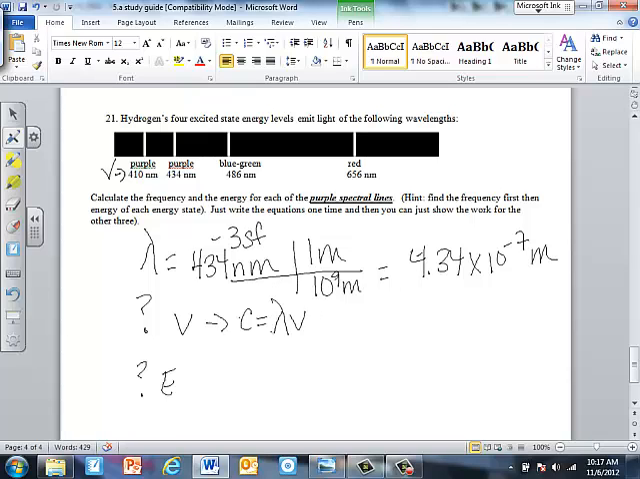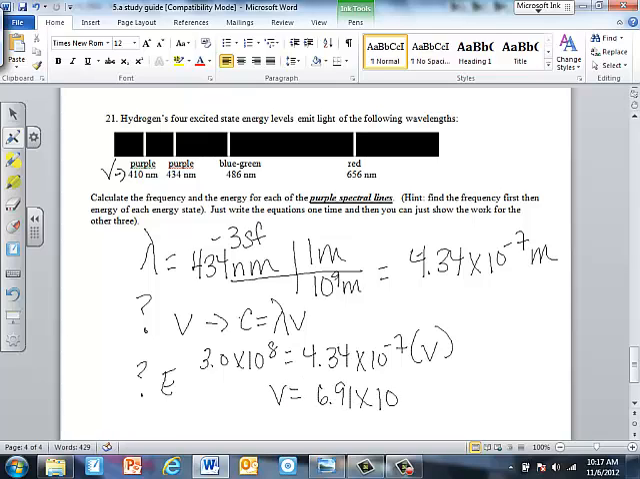This becomes your wavelength. You know the speed of light, so 3.0 times 10 to the 8th is equal to the frequency times 4.34 times 10 to the negative 7th. We're looking for frequency. Divide both sides by 4.34 times 10 to the negative 7th. Our frequency should have been 6.91 times 10 to the 14th hertz.